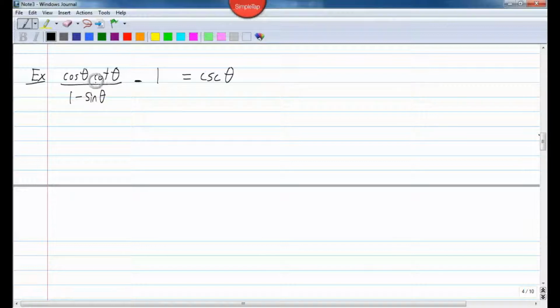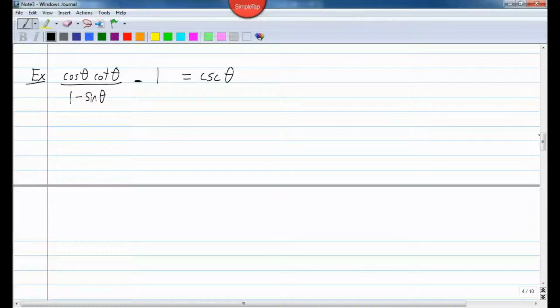So I see two terms over here. So we might want to get a common denominator eventually. I also see cosine times cotangent. And cotangent is cosine over sine, but I don't see how that would help me. It may. We may come back to that. But to start off with, I really have no idea of where to go. So I just have to try something.